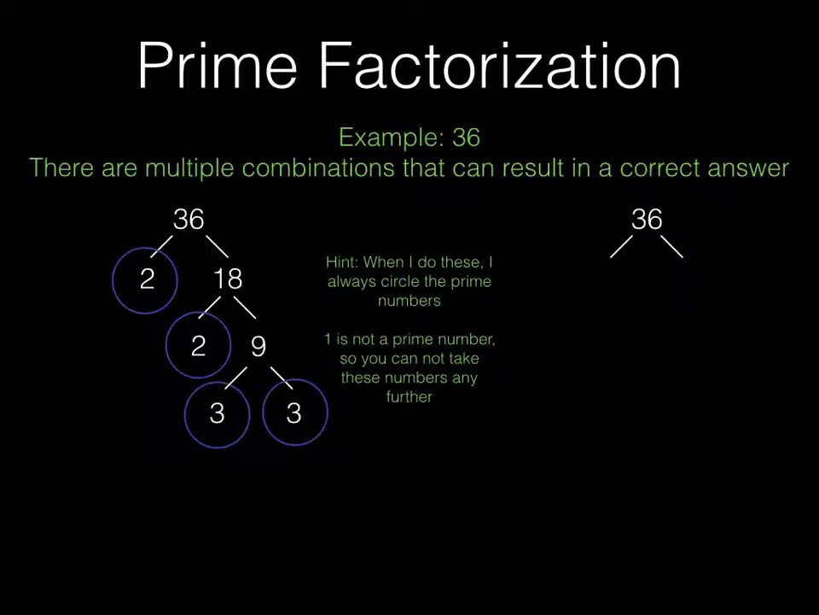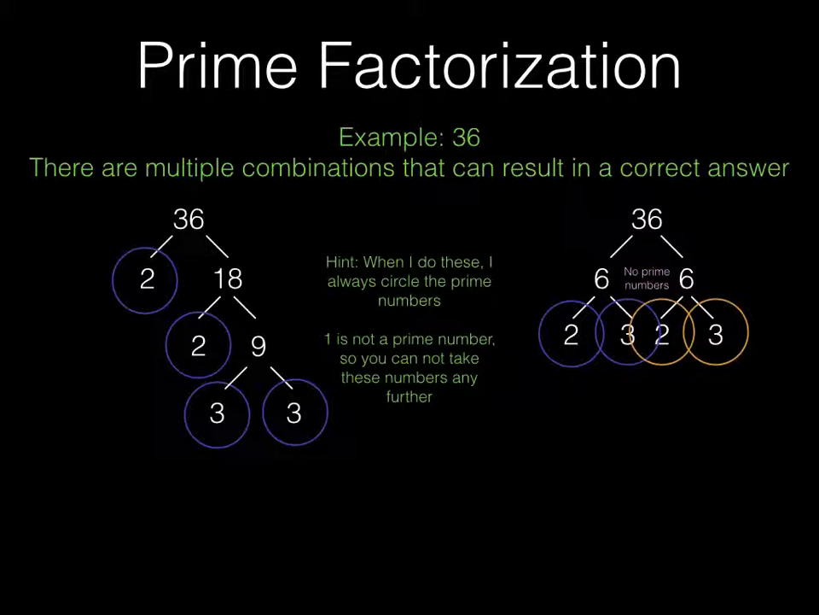For my other example of 36, I've chosen to use 6 and 6. These are not prime numbers, so I have to find factors of each of them. I chose to use 2 and 3 for both of my 6's, because I know that 2 and 3 are primes. So as I finish, I just go ahead and circle them. And using either example, I come out with the same prime numbers.